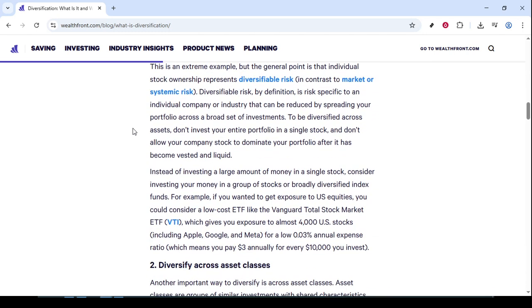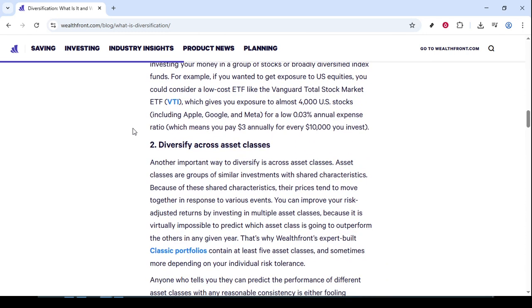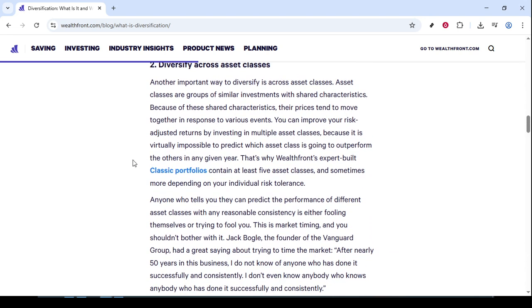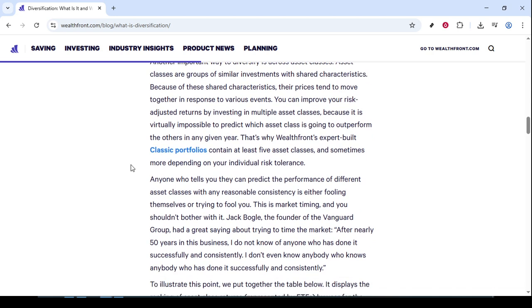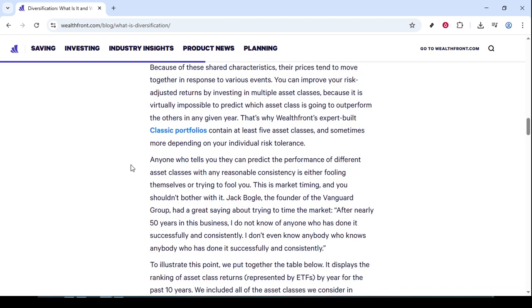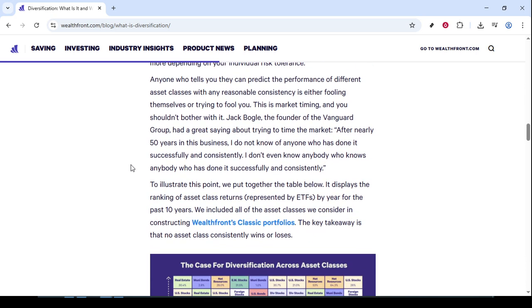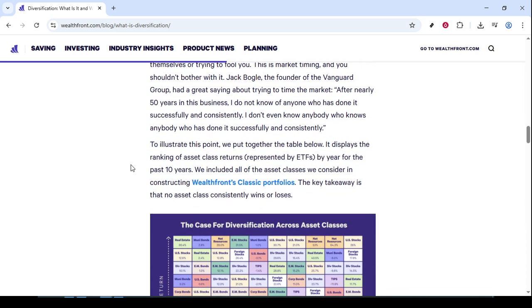This involves balancing your investments in stocks with bonds, real estate, and other sectors. Each class usually reacts differently to market events, which further stabilizes your portfolio. Wealthfront's allocation suggestions are based on modern portfolio theory and can help ensure a well-balanced investment strategy tailored to your risk tolerance and financial goals.